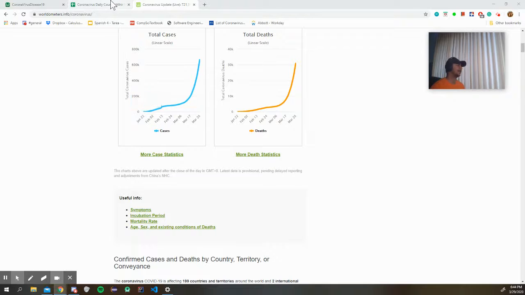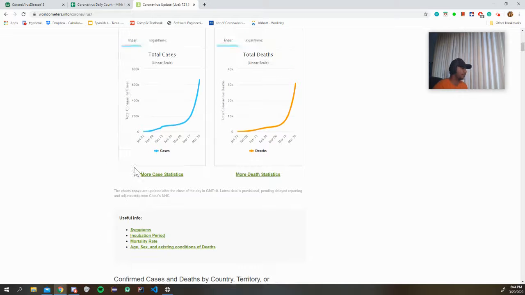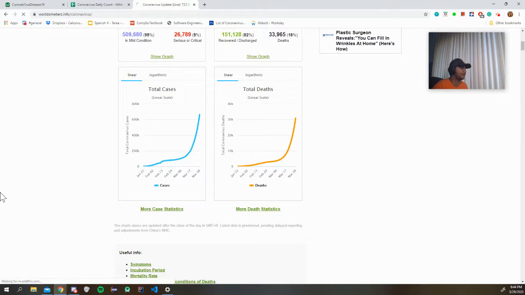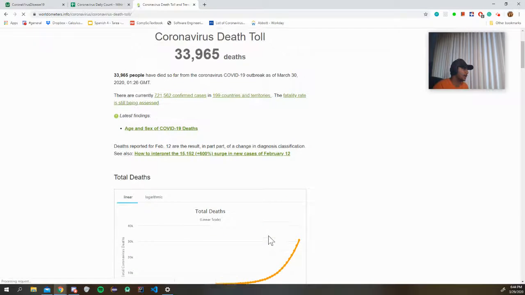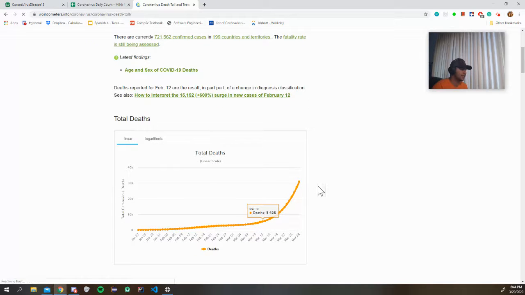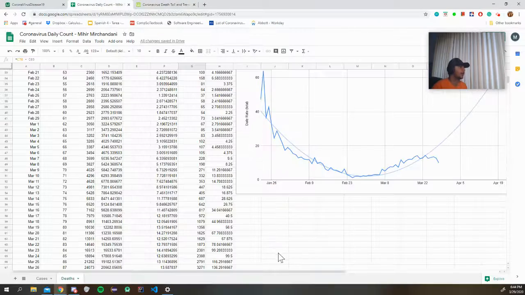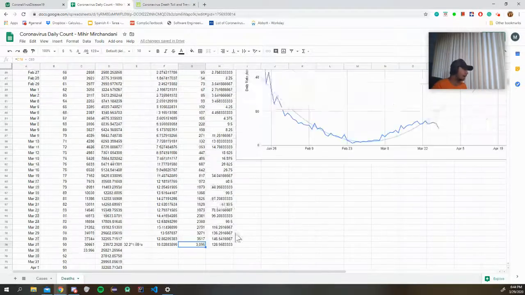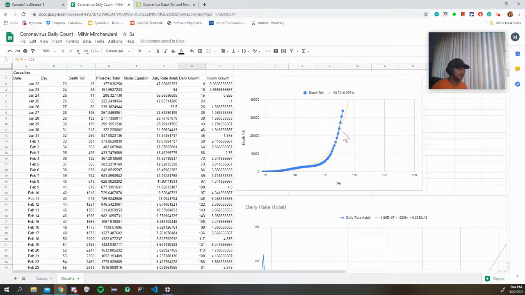Today we're going to be looking at the death toll of the coronavirus. So you can see here from the graph, this is Worldometer, by the way. This is where I get my data from. We're at 33,965 cases. That is the most updated. Yesterday it was 30,861. But if we look at the graphs, you notice that it looks more and more linear.